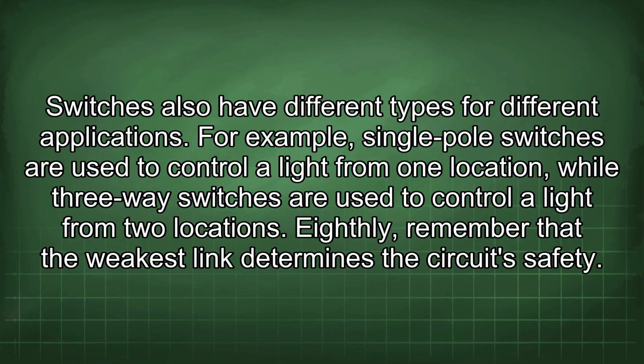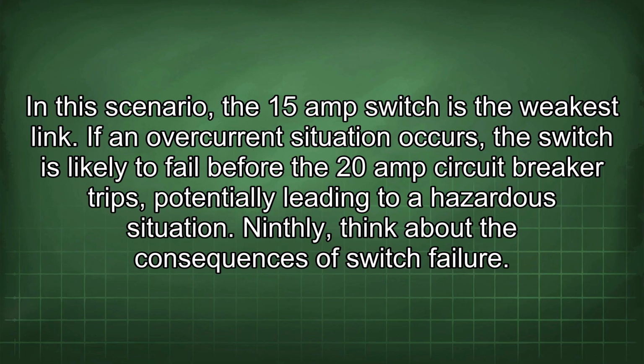Eighthly, remember that the weakest link determines the circuit's safety. In this scenario, the 15 amp switch is the weakest link. If an overcurrent situation occurs, the switch is likely to fail before the 20 amp circuit breaker trips, potentially leading to a hazardous situation. Ninthly, think about the consequences of switch failure.